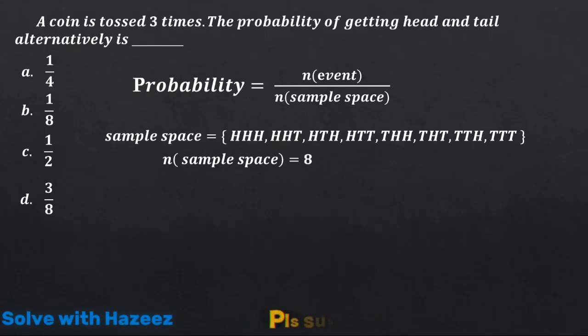So moving down to the event. Event will be determined by the question. The question is asking us to find the probability of getting head and tail alternatively. That is, we must not have 2 consecutive outcomes being the same.